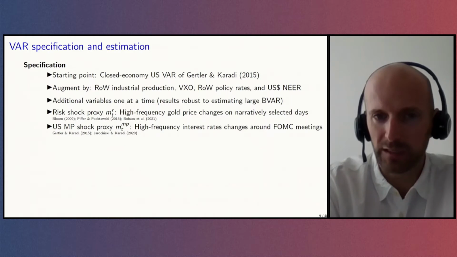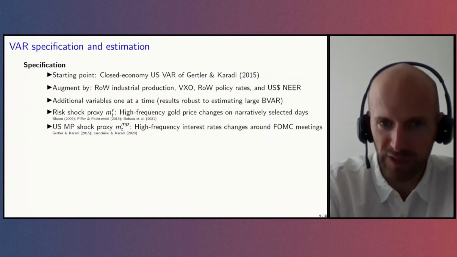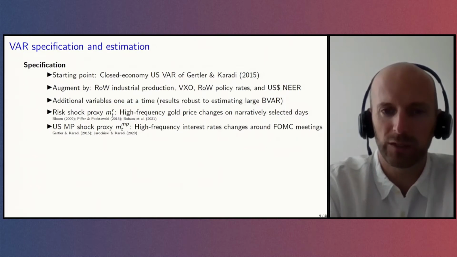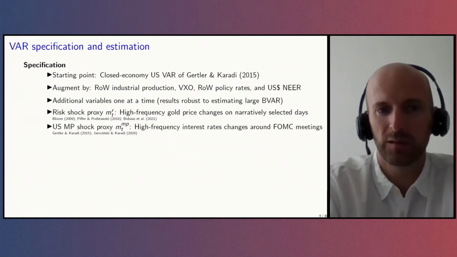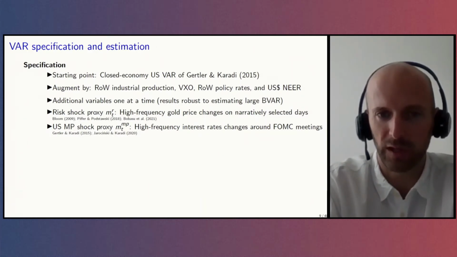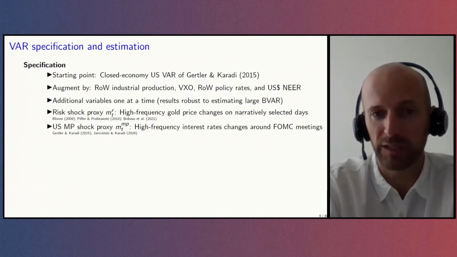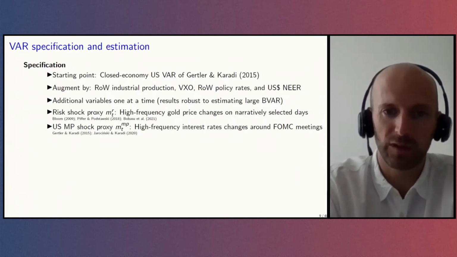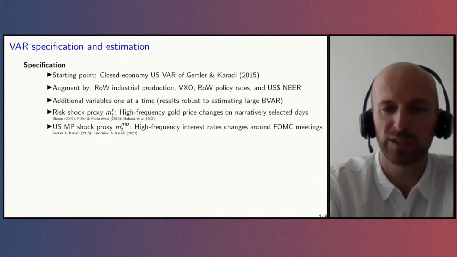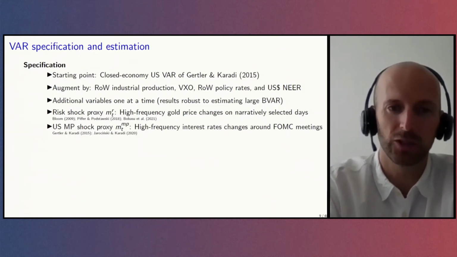Let me already highlight at this point that the reason why we include the VXO among the vector of endogenous variables is not because it helps or because we need it for the identification of the global risk shock. That's what you would have to do in a VAR model with recursive identification. Okay? The reason we include the VXO is simply because we want to track the evolution of a measure of global risk aversion in response to an exogenous shock to global risk.